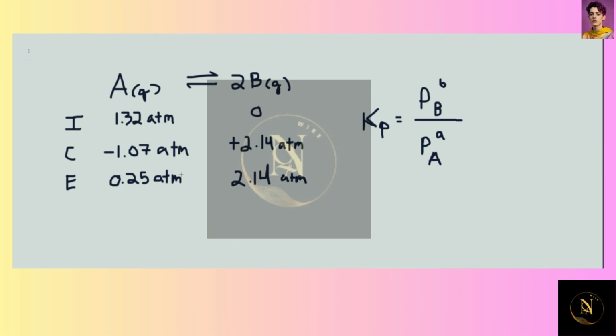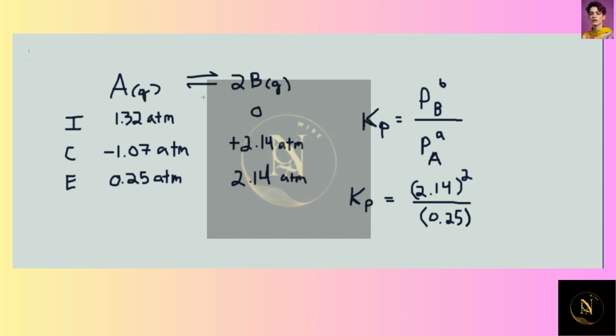Great, so now we have the equilibrium partial pressures of the reactants and the products. We can plug them in and solve for the equilibrium constant. So the partial pressure of B is 2.14 atmospheres. And the exponent b is the term in front of B, which is a 2, so we're going to square this. And we're going to divide it by the partial pressure of A at equilibrium, which is 0.25.